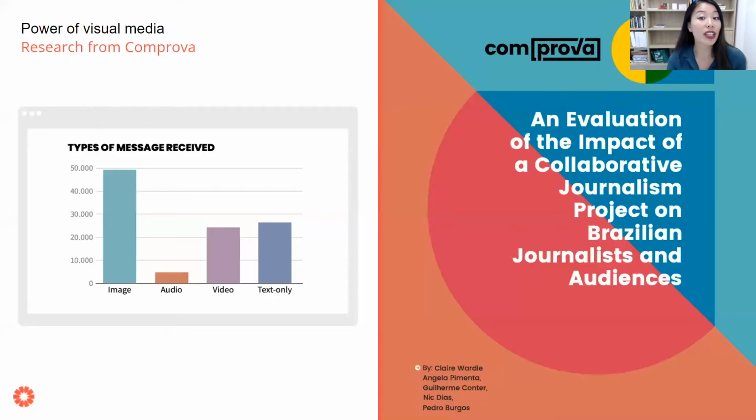Here's another piece of research that we did that shows the role of visual media in online misinformation. So the project is called Comprova, and it's a collaborative project between First Draft and journalists in Brazil. We helped them monitor and verify misinformation in the lead up to the Brazilian election in 2018. So this is the breakdown of the types of messages we received through a tip line that we set up for the research. And as you can see here, nearly 50,000 of the messages we received in the tip line were images. There was also a significant number of videos as well, like here.